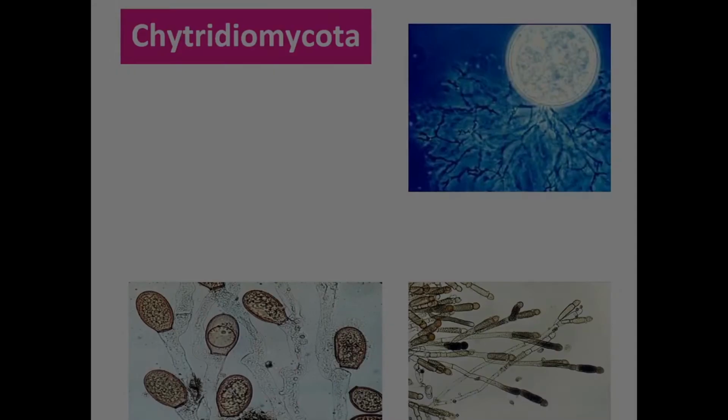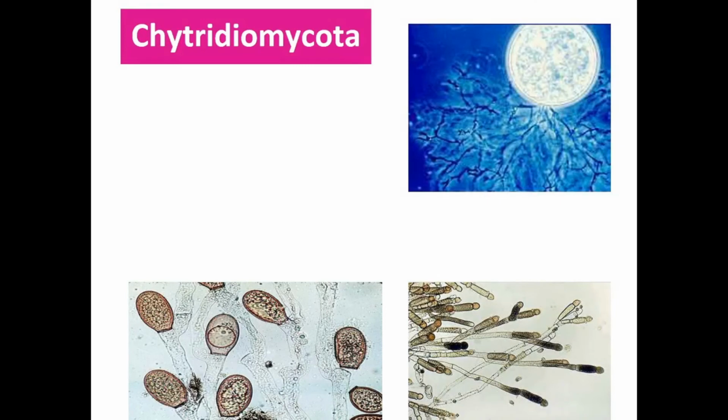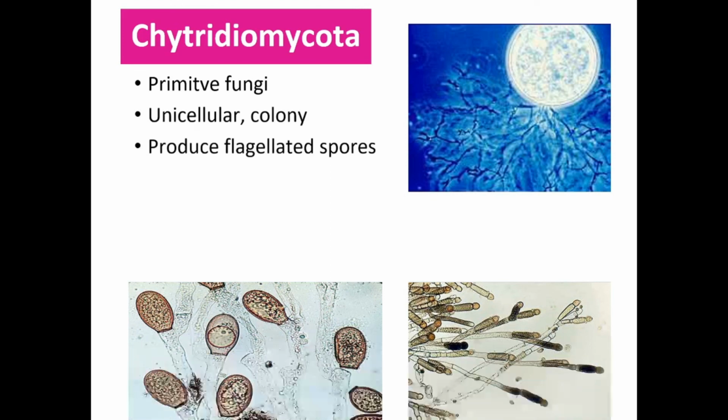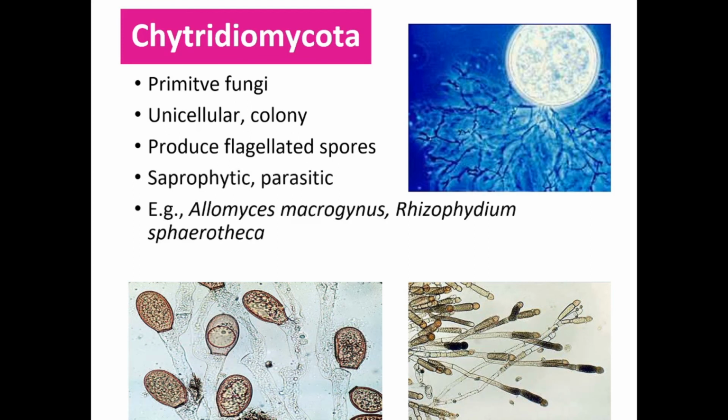The last group of fungi is Chytridiomycota. It is a primitive fungus. They consist of unicellular organisms and they live as colonies. They produce flagellated spores. They live saprophytically and parasitically. Examples of Chytridiomycota are Allomyces macrogynus and Rhizophidium sphaerotheca.